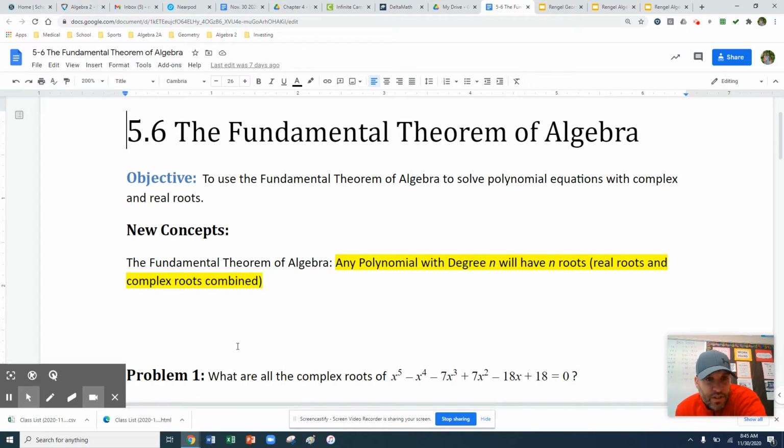Some skills we'll need for this lesson will be the synthetic division from section 5.4, and then also finding zeros on our calculator. So those are two skills that we've been practicing that we will use in section 5.6.